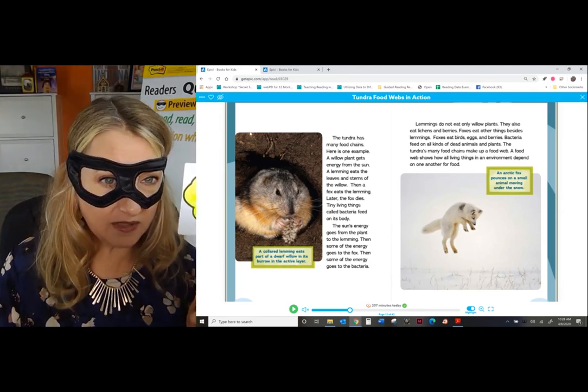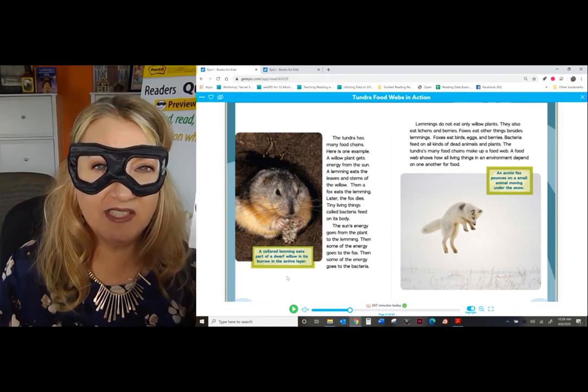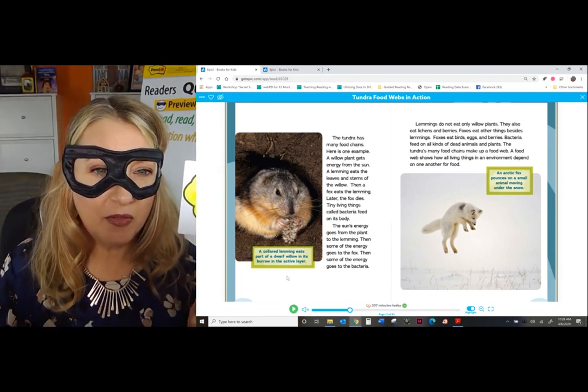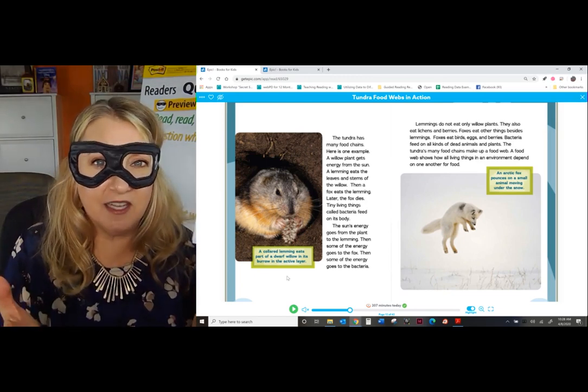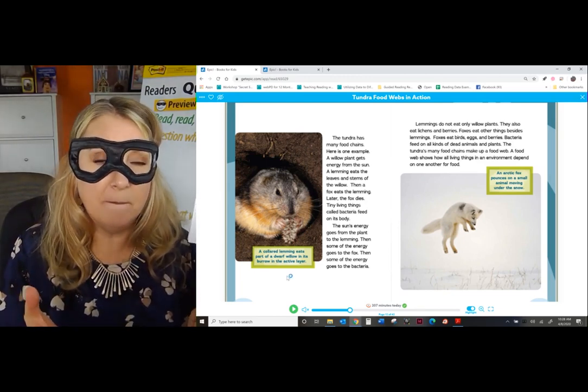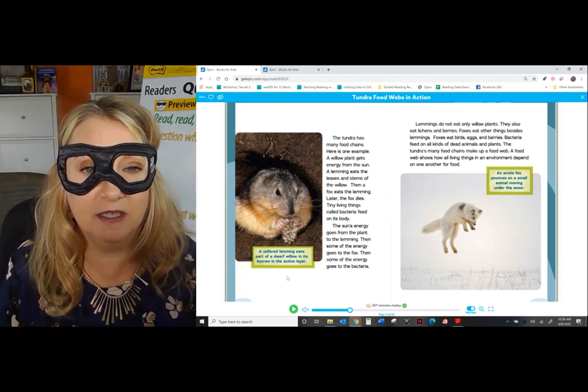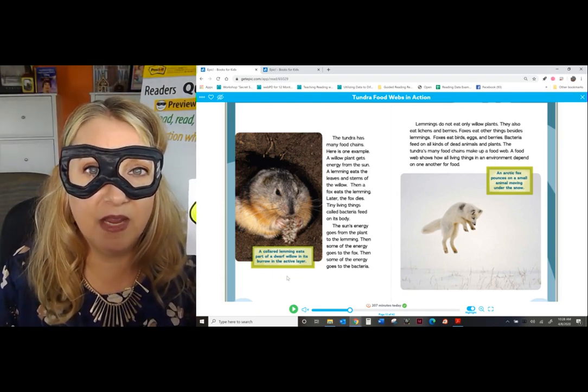In a burrow? Is that what this is? And what's an active layer? Have you ever heard of that? It gave us some words in the caption, but maybe the words just brought up even more questions with your thinking voice. We'll have to read to find out, okay?